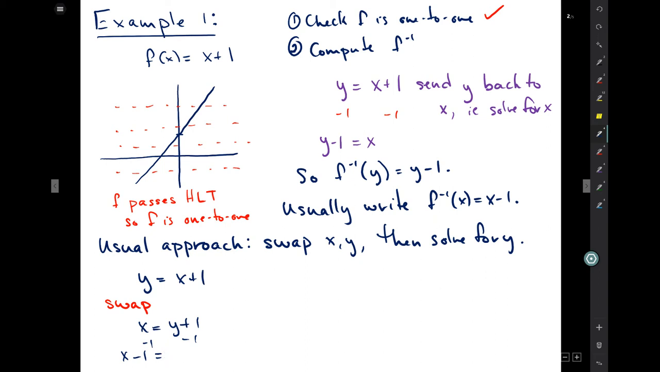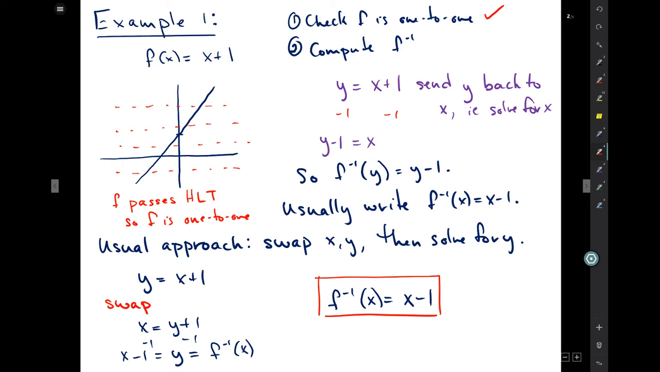X minus 1 is equal to y. And that is what we take to be f inverse of x. Okay. So again, the notation's a little bit funky, but that is what's going on. So overall, f inverse of x is x minus 1. So that is the inverse function to f.